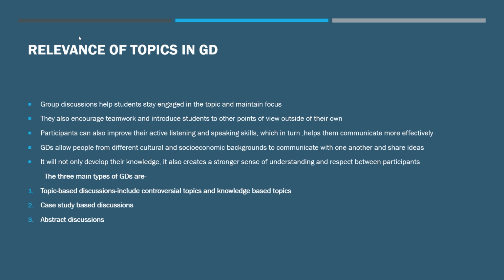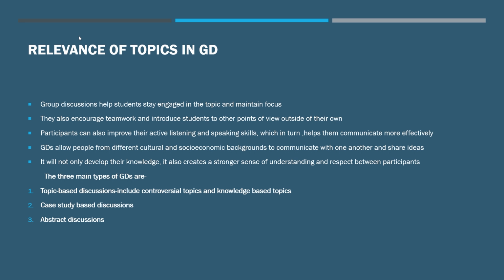Usually there are three main types of topics for a GD. First one is topic-based discussion, which includes controversial topics and knowledge-based topics. Second one, case study based discussions, and third one is abstract discussions.